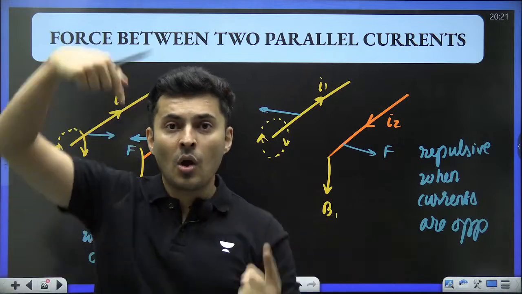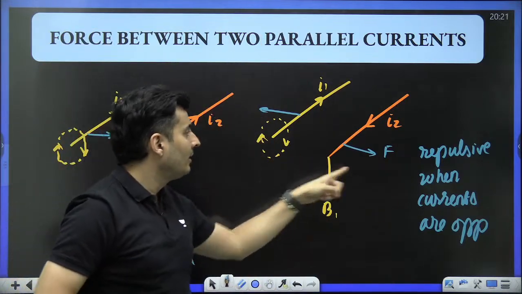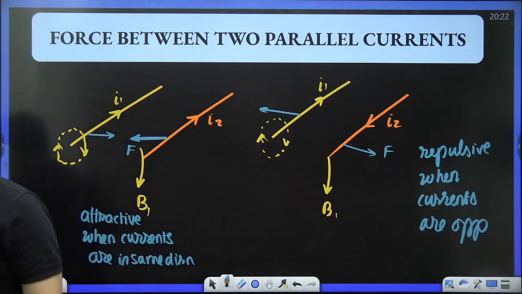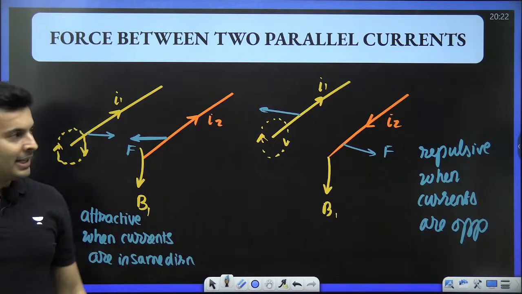But in magnetism, opposite currents will repel each other. So that's how you can remember it. It's so simple. Okay, cool, great.